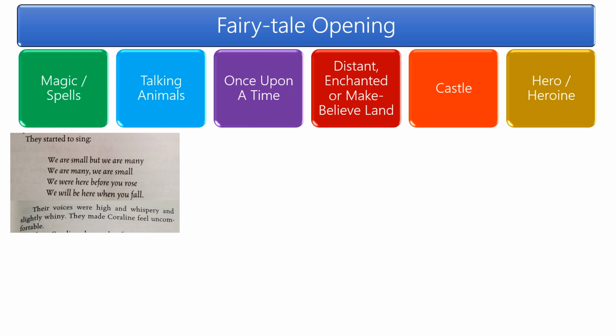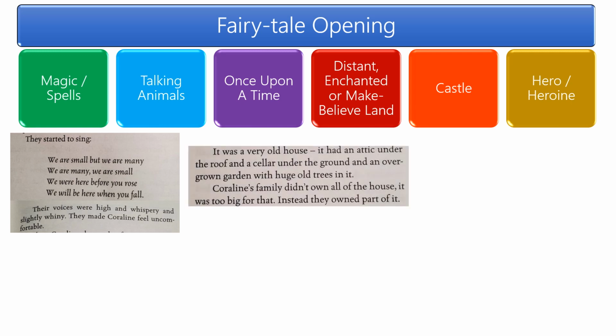So we have this section. They started to sing, "We are small but we are many, we are many, we are small. We were here before you rose, we will be here when you fall." Their voices were high and whispering, slightly whiny. They made Coraline feel uncomfortable. We have this section. It's a very old house. It had an attic under the roof and a cellar under the ground and an overgrown garden with huge old trees in it. Coraline's family didn't own all of the house. It was too big for that.